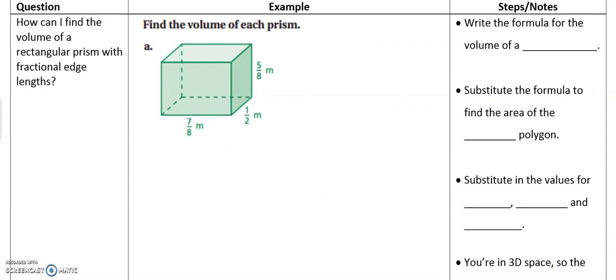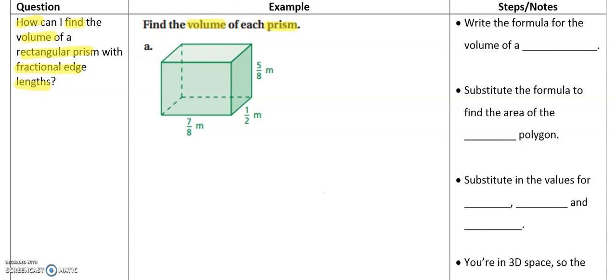So, question. How can I find the volume of a rectangular prism with fractional edge lengths? I don't even know if that's proper English, but okay. Here we go. Find the volume. Wait, volume, that's the number of cubes it takes to fill in this whole three-dimensional space, and it turns out that this is a prism.